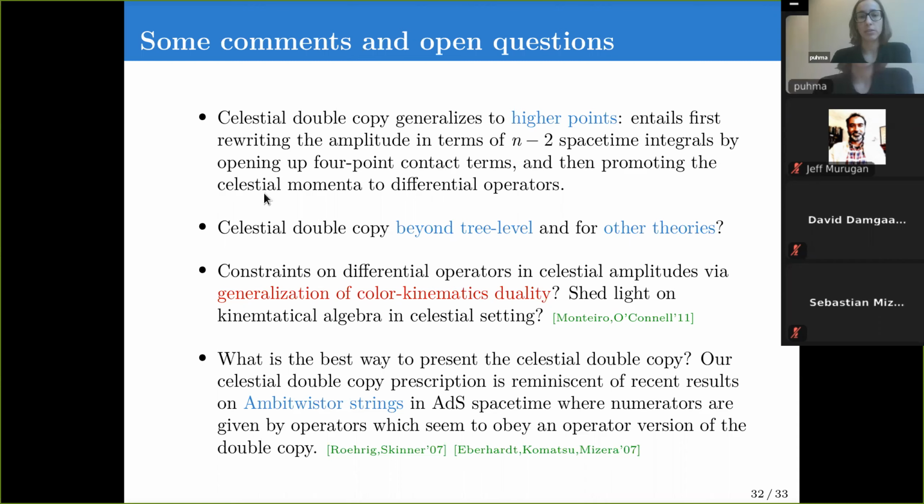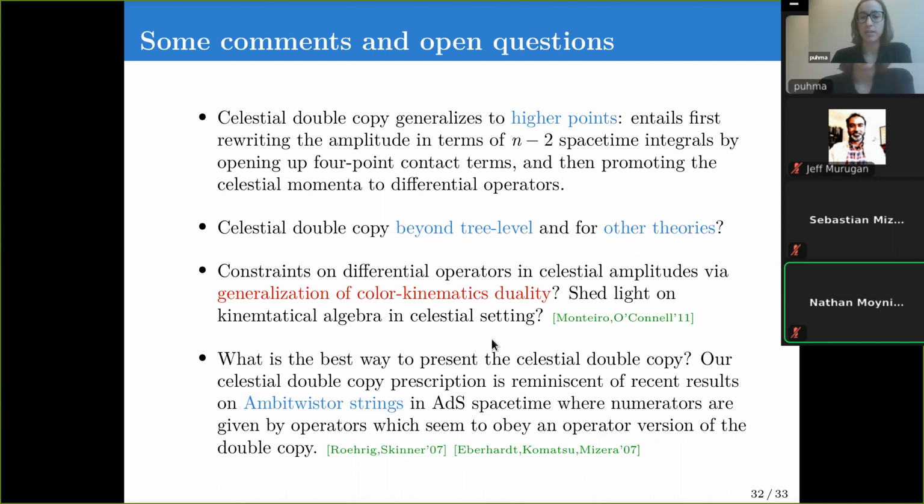Okay, then there's a question. So I showed this explicitly for gauge theory and gravity at tree level. What happens if you go beyond tree level? What happens for other theories, as was already mentioned? Is there a celestial double copy procedure in other settings? Another question is whether we can get constraints on these differential operators in the celestial amplitudes via our generalization of the color kinematics duality. And maybe this can shed light on the kinematic algebra by working in this celestial setting.